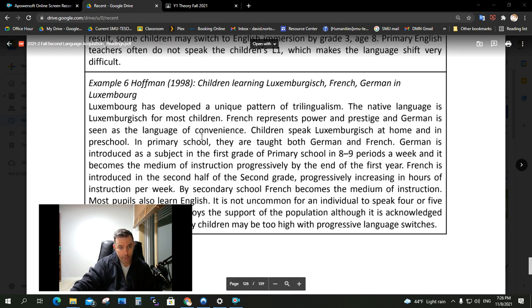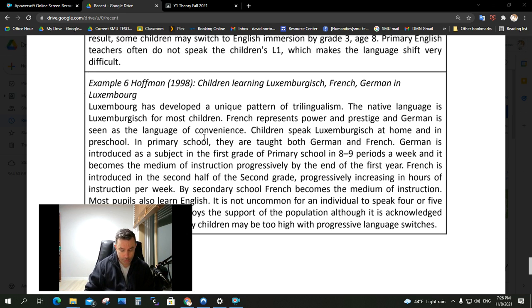All right, and then of course Luxembourgish, French, German in Luxembourg. Luxembourg is a very small country, and Luxembourgish has a very small number of speakers, but they have their own trilingualism. The native language is Luxembourgish for most kids. French is the language of power and prestige, and German is the language of convenience.